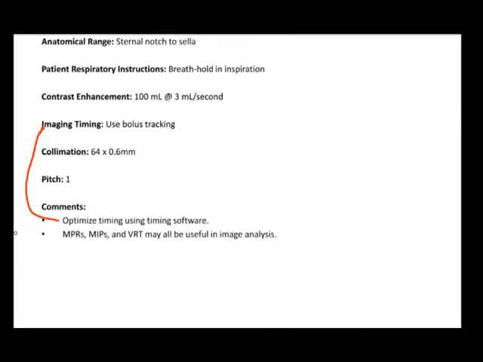Coronary arteriography is gaining some degree of prevalence. The anatomical range is going to be above the tracheal bifurcation to below the diaphragm so that you get the heart in its entirety.